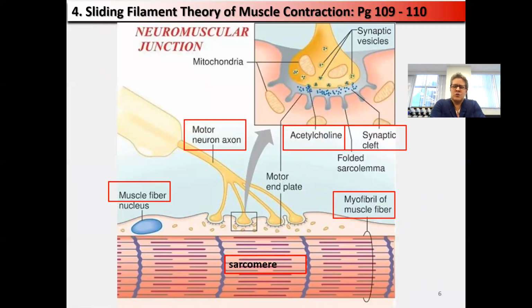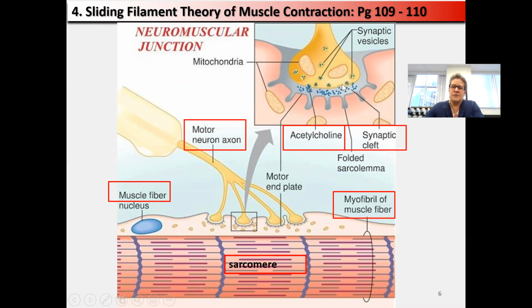Okay, so let's look at how a motor neuron stimulates a muscle cell. We're looking at this thing right here, down here. It says a muscle fiber. That's a muscle cell. It has receptors on its cell membrane for acetylcholine. And this right here is a motor neuron that's going to stimulate it by releasing acetylcholine.